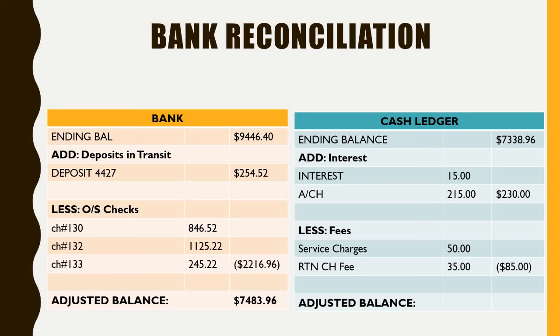Okay? So let's do the math here. $7,338.96. You're going to add $230, and you're going to subtract $85. And you should get a grand total of $7,483.96. And guess what? Both sides match. And there it is. If they match on both ends, that means you did the bank reconciliation correctly. Okay. Any questions here? No. Okay.